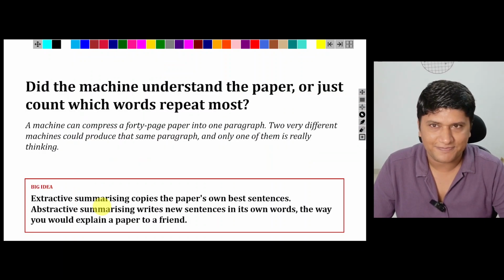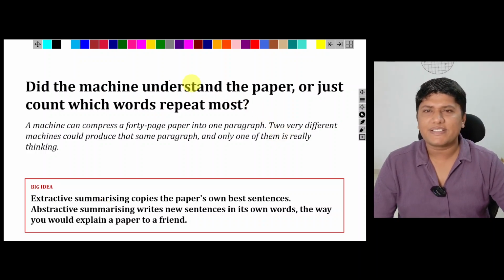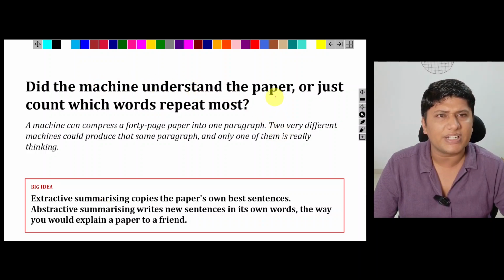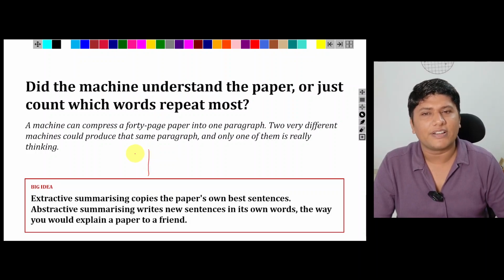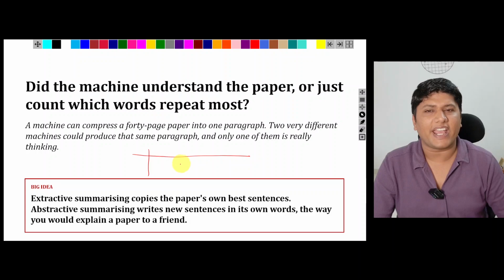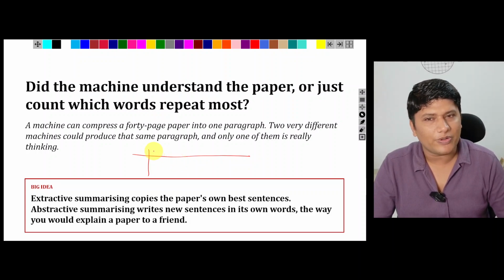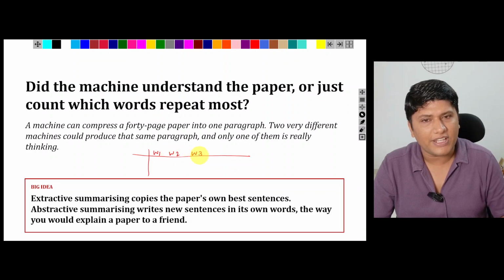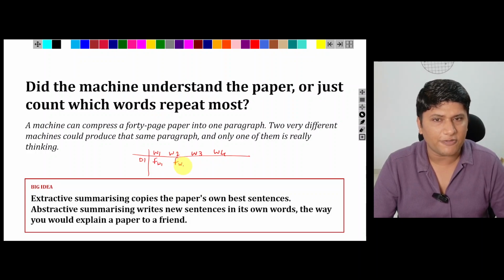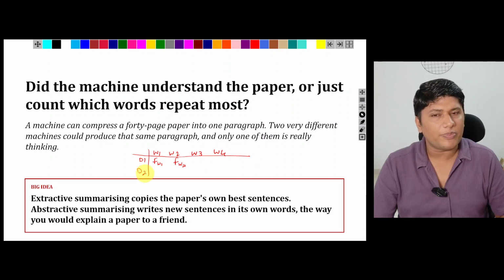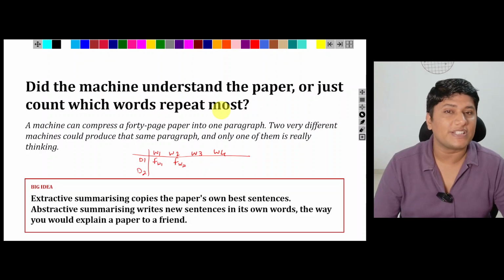Now the next question is, did the machine understand the paper, or did it just count which words repeat the most? In the last session, we talked about the idea of making a text into a table, right? You have word 1, word 2, word 3, word 4, and in document 1, what is the frequency of word 1, how many times it is used, what is the frequency of word 2. In document 2 also you can find these frequencies. So is the machine understanding the paper, or is it just counting which word is repeating the most?